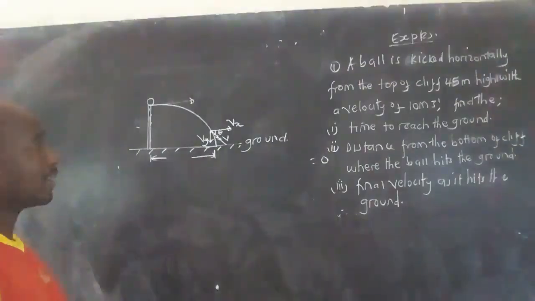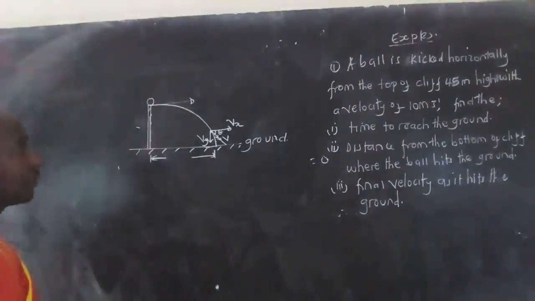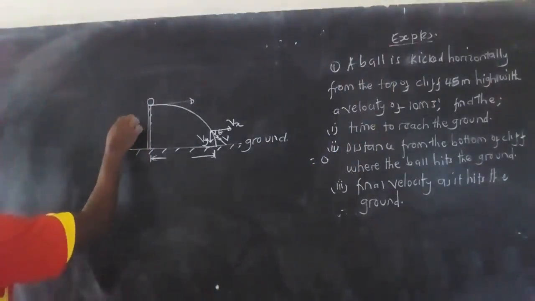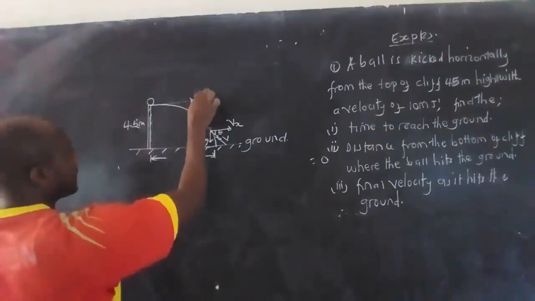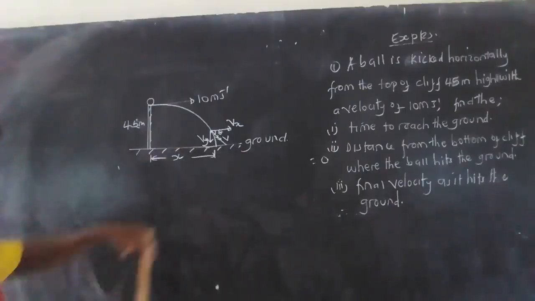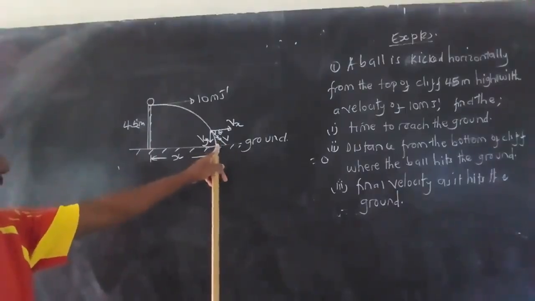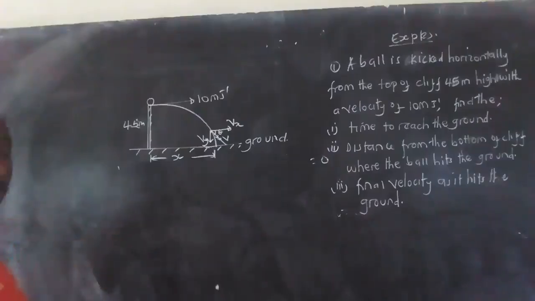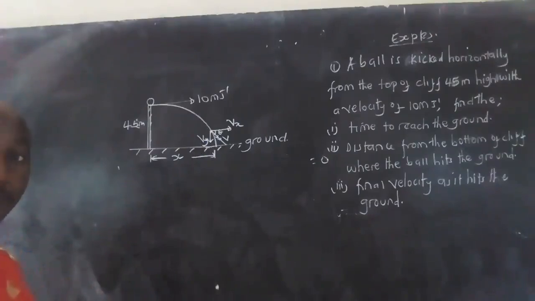They are saying that a ball is kicked horizontally from the top of a cliff 45 meters high, and it is given an initial velocity of 10 meters per second. Find the distance x here, the time taken to hit the ground, and the final velocity as it hits the ground. The velocity will have two components, the horizontal and the vertical component, and then you get the resultant of the velocity, and you go ahead to get the direction. So we shall now start like this.